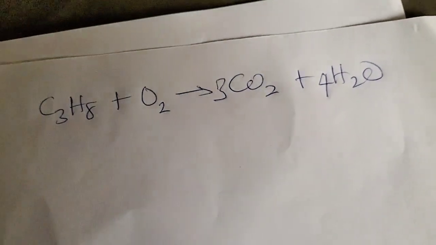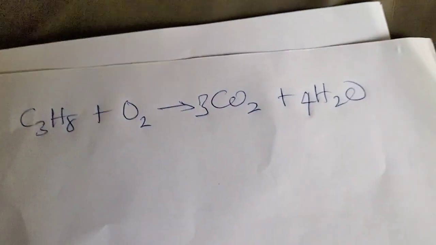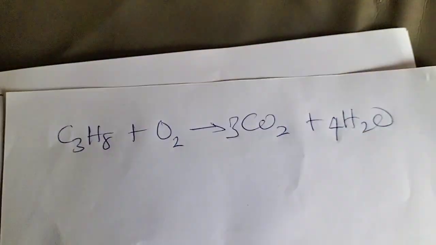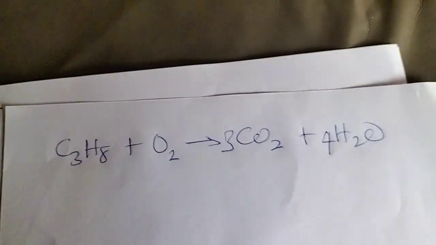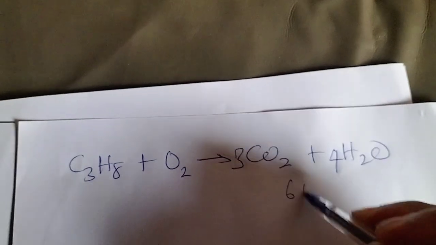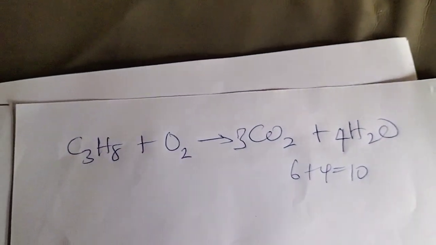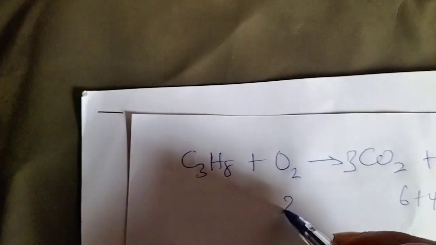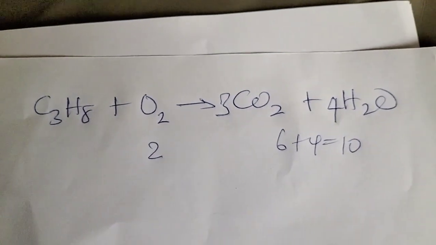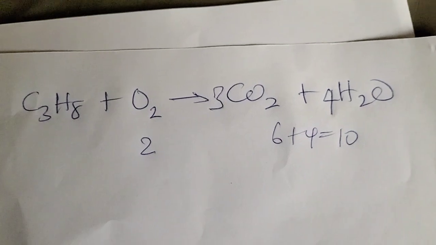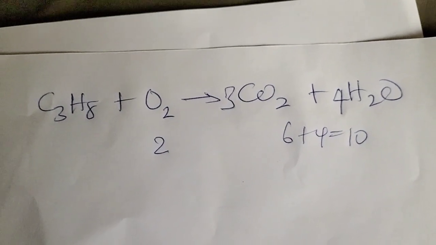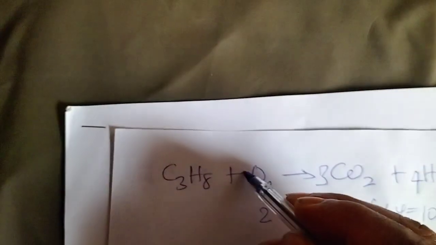We check oxygen. Oxygen in CO2 has 3 times 2, that is 6. Then another one, 4 times 1, that is 4. 6 plus 4 gives us 10 for oxygen. On the other side, you have 2. And luckily for us, 10 is a multiple of 2. So 2 can divide 10. 2 into 10 is 5. So all we need here is 5.